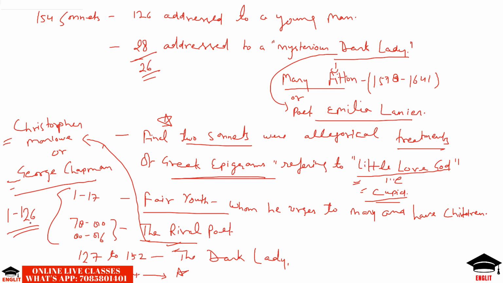Sonnets from 1 to 126 were addressed to the fair youth, and out of these, 1 to 17 were addressed to the fair youth in particular. Sonnets from 1 to 126 were commonly addressed to a young man who was either Henry Wriothesley or William Herbert. These 154 sonnets were followed by a long narrative poem, A Lover's Complaint.